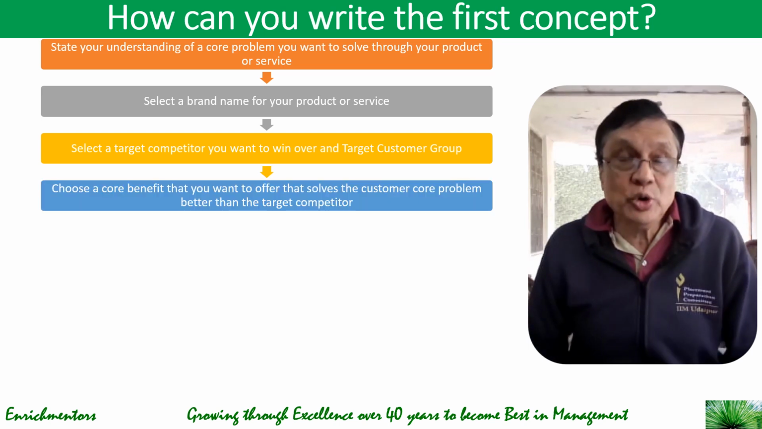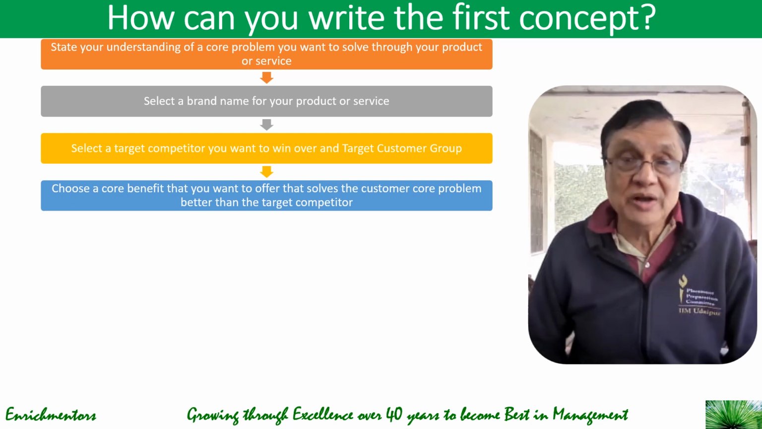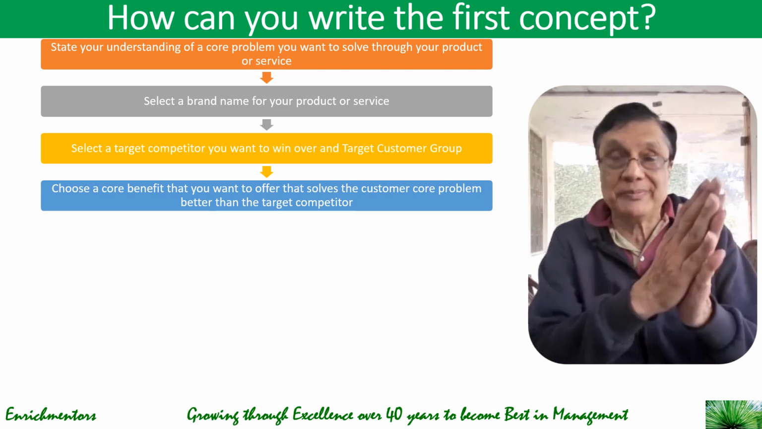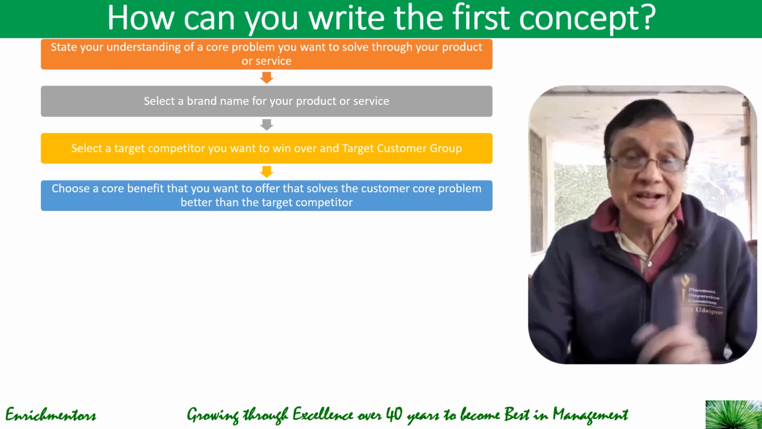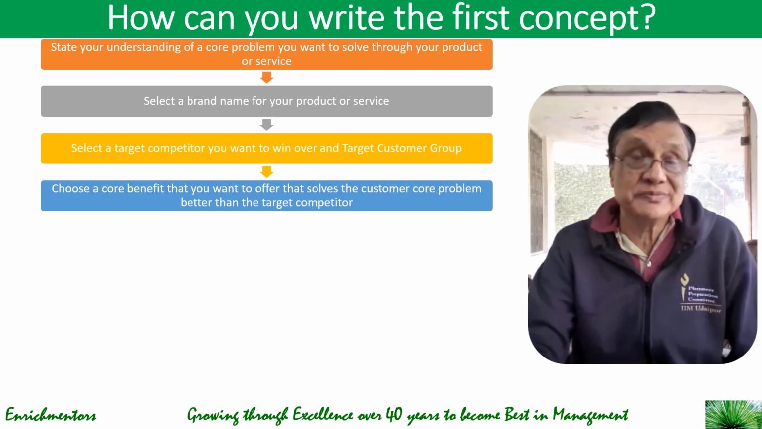Then you choose a core benefit, as we saw, that it is a safer and more convenient way that you're offering that solves the customer's core problem. Go and link back to the core problem at the top, right? So what is the core problem and how are you solving it better than the target competitor? So how your product is better than the competitor comes here.